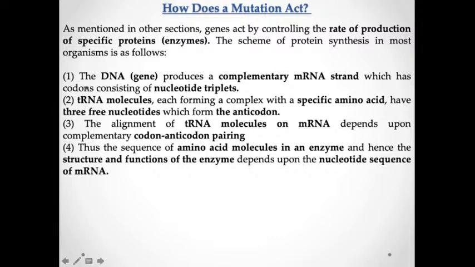your DNA is producing mRNA, and mRNA is producing anticodons, and anticodons are being coded by the codons of the tRNA, and hence amino acids are produced via tRNA with the help of ribosomes in the case of translation.